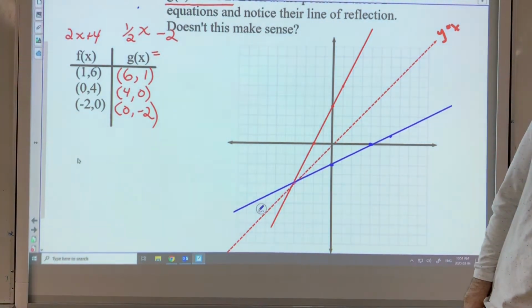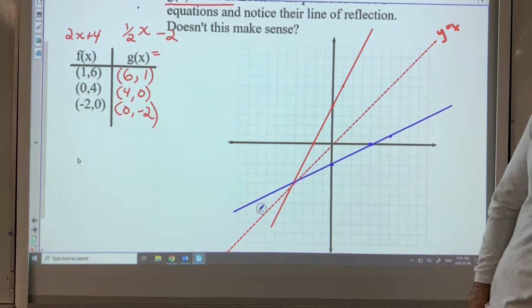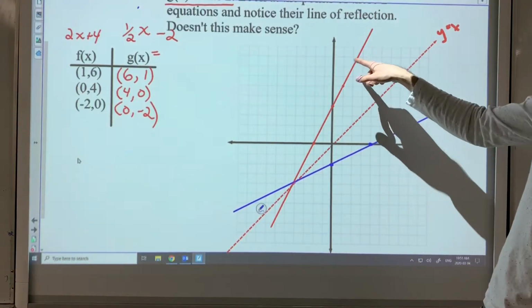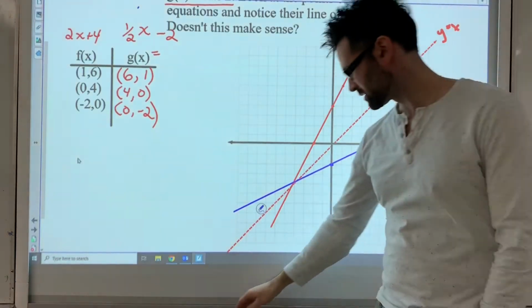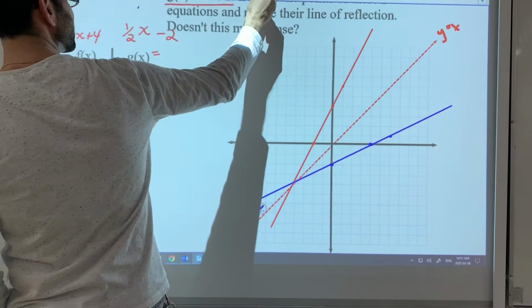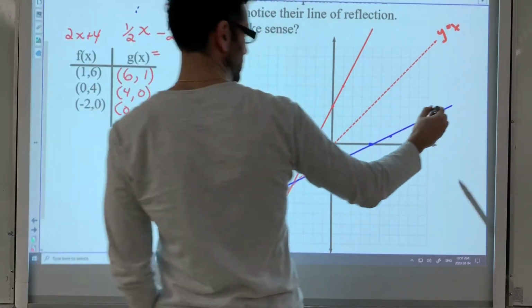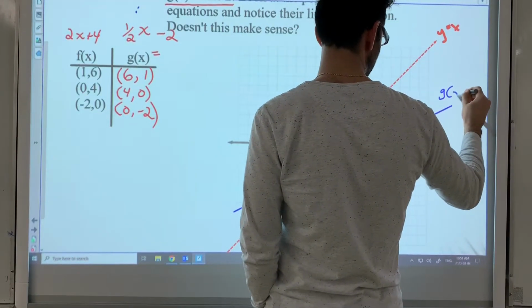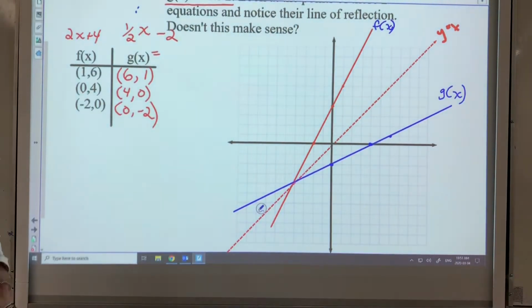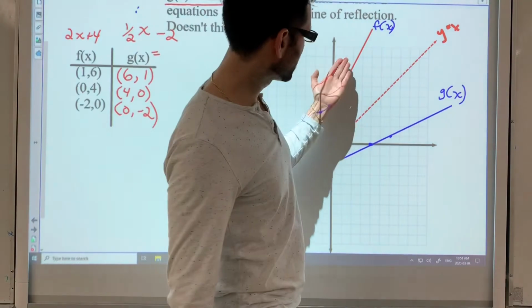So it is kind of tricky to see, but what do you guys notice about these two graphs? The original and its inverse, and the line y equal x. Bearing in mind that it's not going to be perfect, but this is g of x, the inverse, and this is f of x, the original. We're going back to grade 9 now.